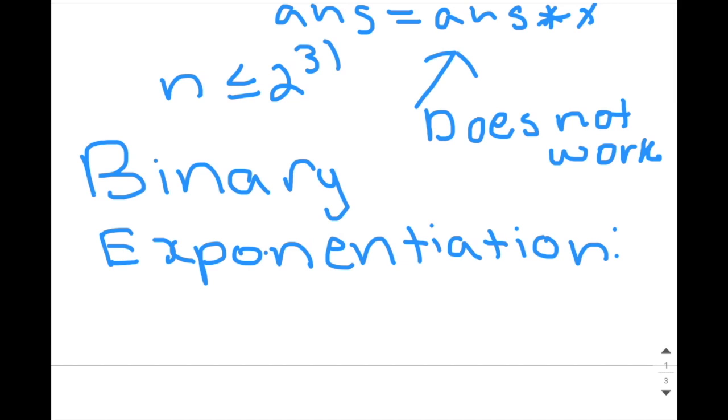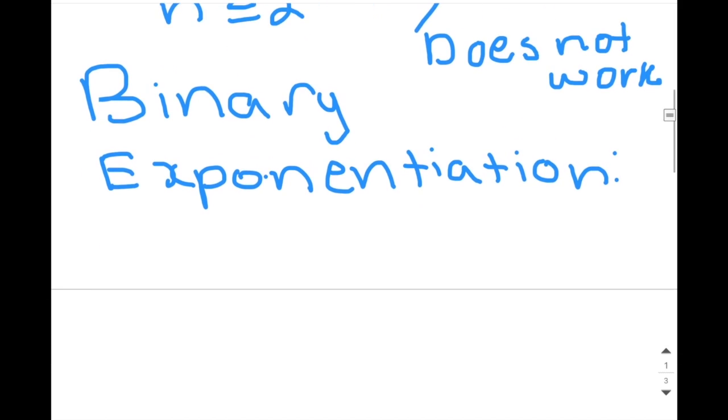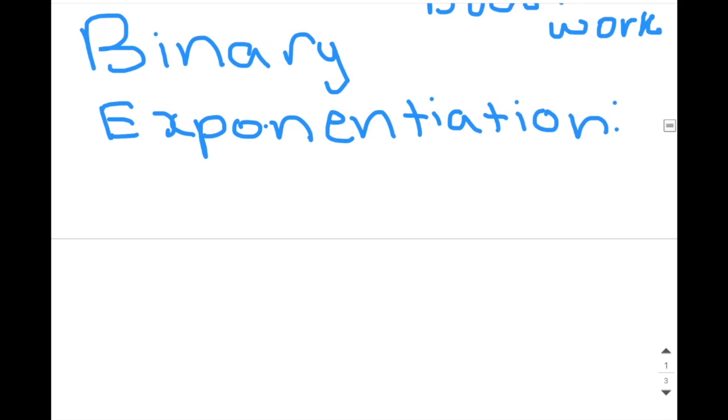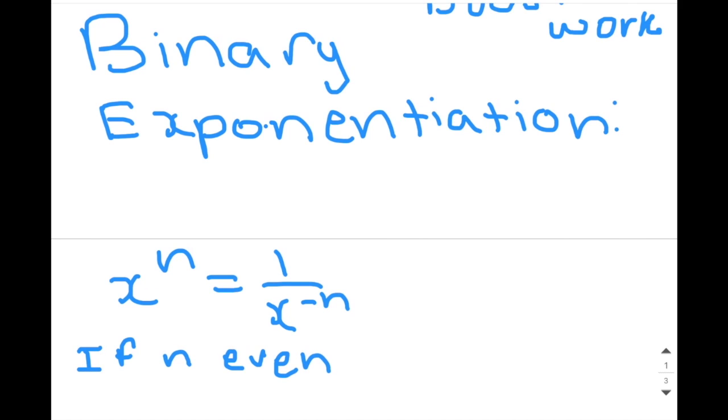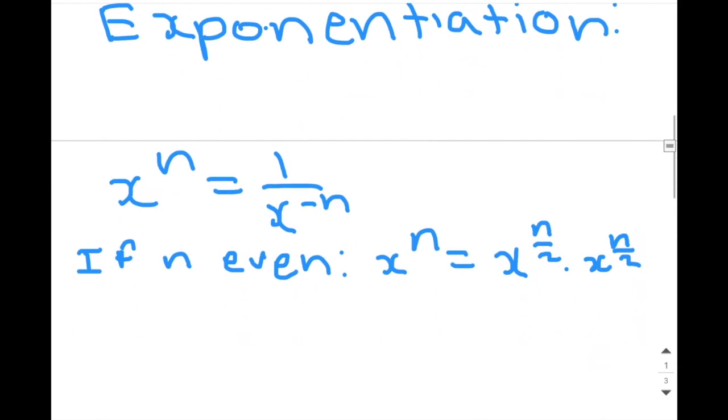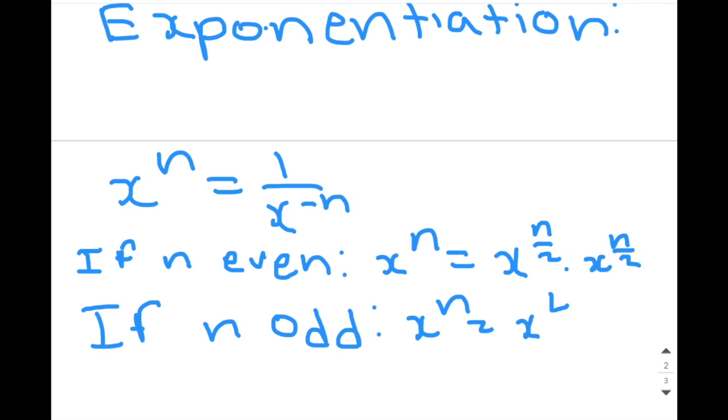In this technique, we're going to use two main facts. Our first main fact in this method is that x to the n is equal to 1 over x to the negative n. Our second main fact is that if n is even, x to the n is equal to x to the n over 2 times x to the n over 2. And if n is odd, x to the n is equal to x to the power of floor of n over 2 times x to the power of floor of n over 2 times x.